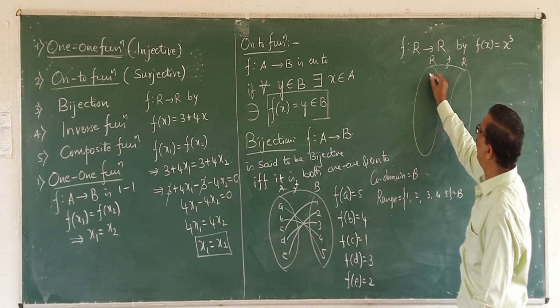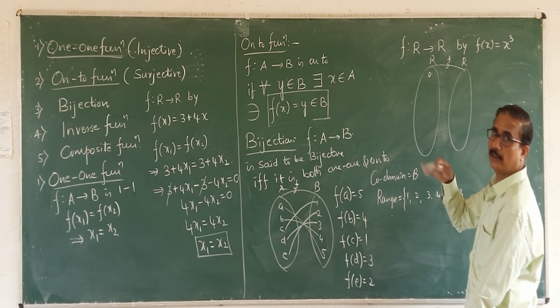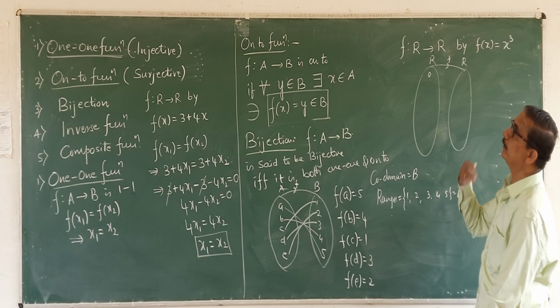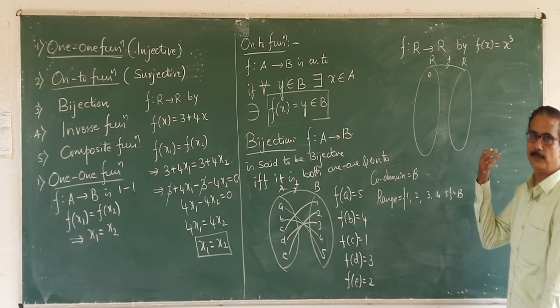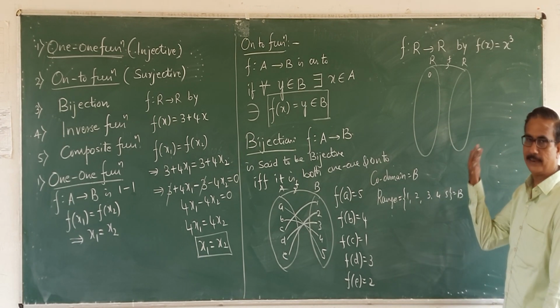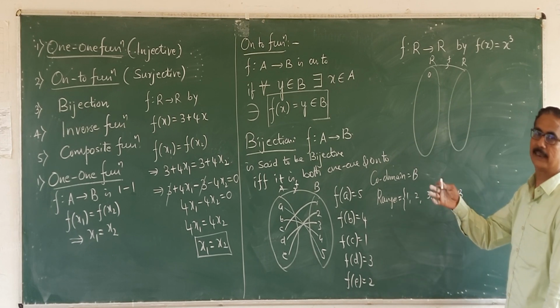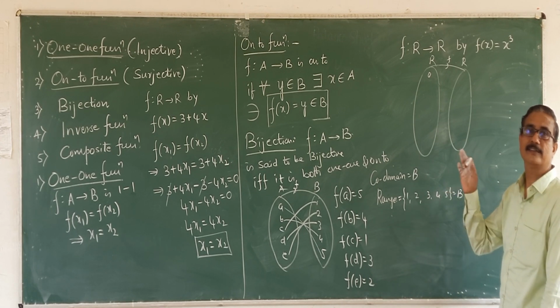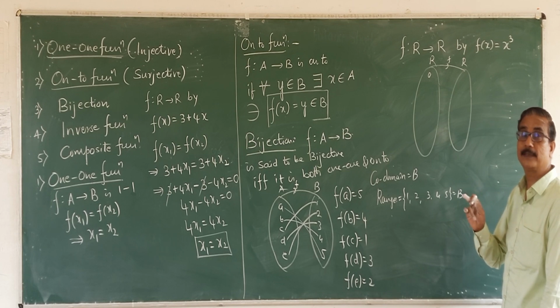Take a Venn diagram. R means the set of all real numbers. All numbers are real numbers. Note that every natural number is a real number, every integer is a real number, every rational number is a real number, every irrational number is a real number. All numbers are real numbers except roots of negative numbers.